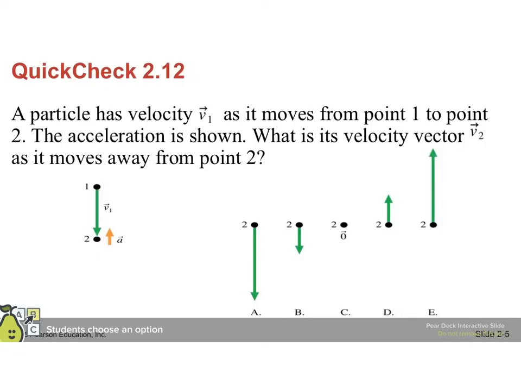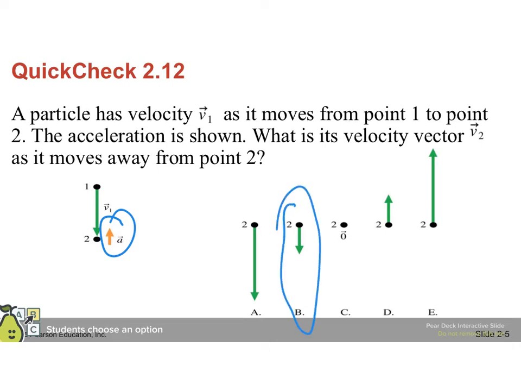A particle has a velocity v1 as it moves from point 1 to point 2. The acceleration is shown. What is its velocity vector v2 as it moves further away from point 2? So we look over here and we say, well, take a second to consider it. Alright, we have that the acceleration is pointing opposite to the velocity, so it should reduce the velocity. It should be smaller, but it's a small change. So most likely, it's not enough to undo the velocity, and so we end up with this, a smaller downward velocity.